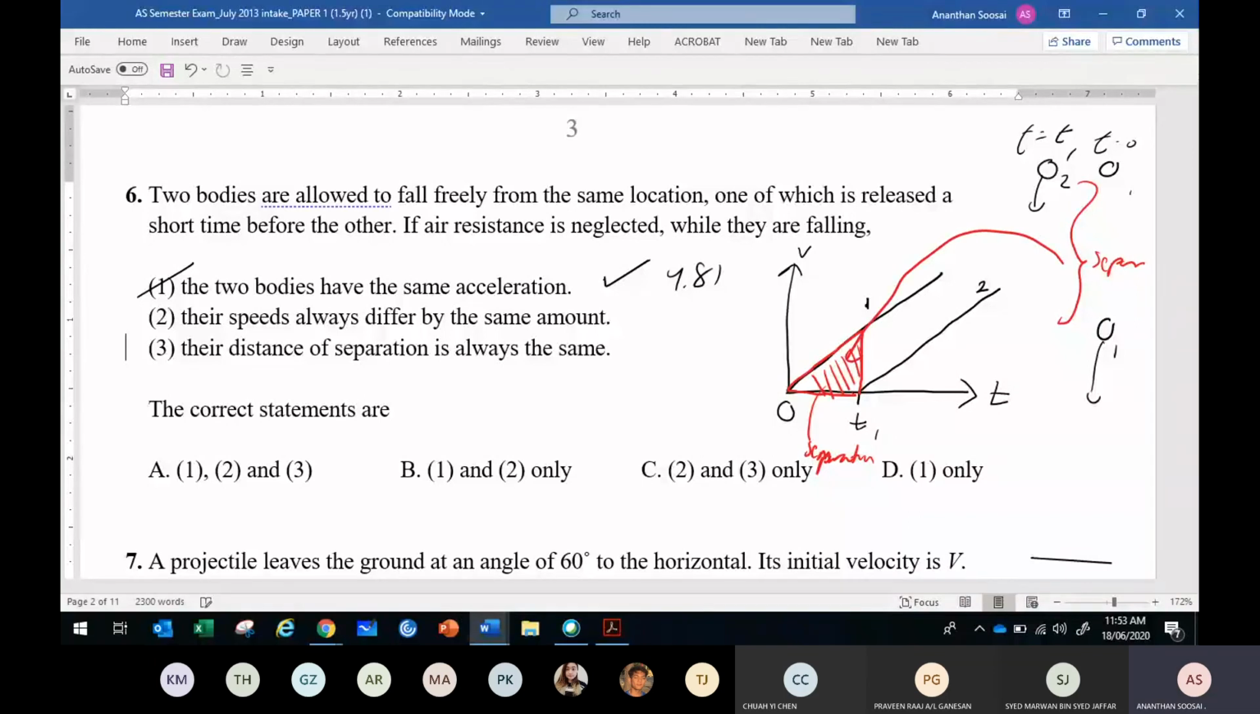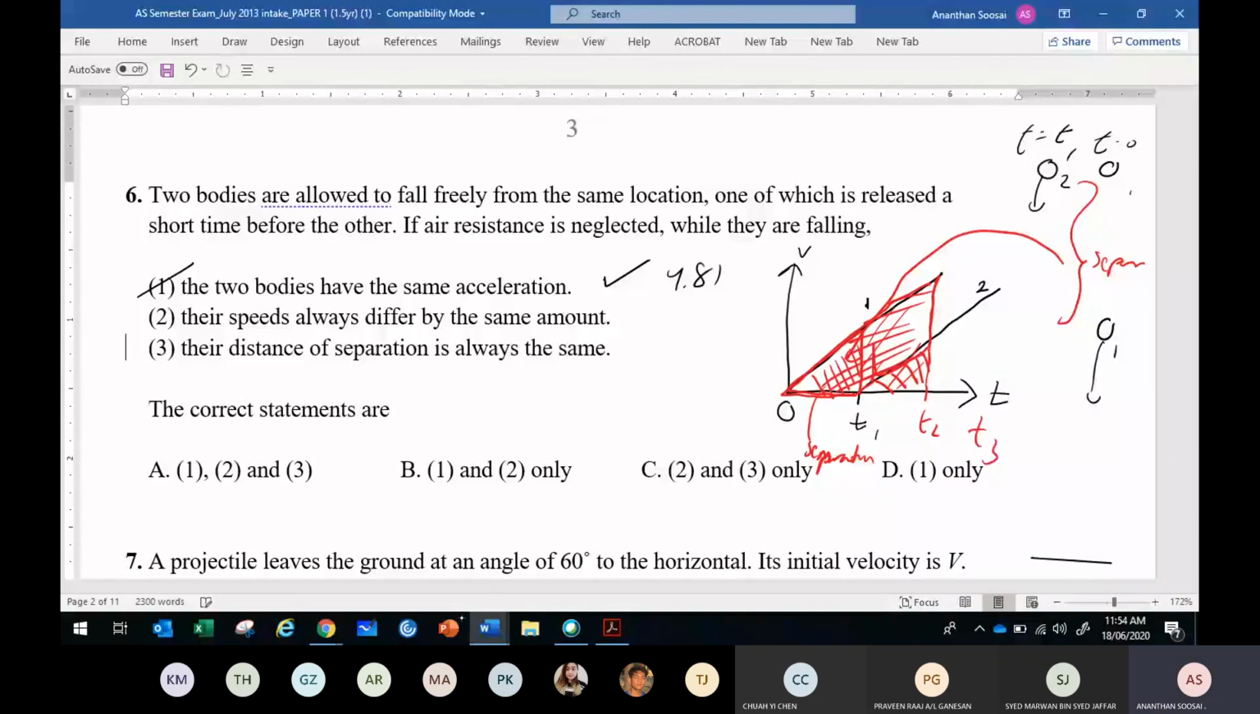Now you tell me, at T2, after it dropped, 1 has already traveled the area under the graph of 1. This is the total distance traveled by 1. Okay, which distance did 2 travel? 2 only traveled this distance. What is the new separation? The new separation is this area. This is your area of separation.